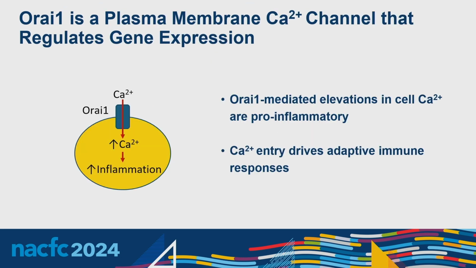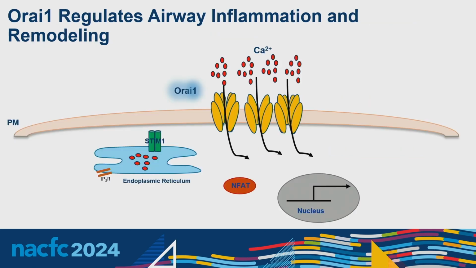And a key component that regulates inflammation is this ORAI1 calcium channel that is found on the membrane of many cells. ORAI1 allows for calcium influx to occur, in which elevated calcium intracellularly results in pro-inflammatory responses. So calcium entry drives adaptive immune responses, and therefore ORAI1 regulates calcium-mediated inflammation and airway remodeling. And this occurs in the following method.